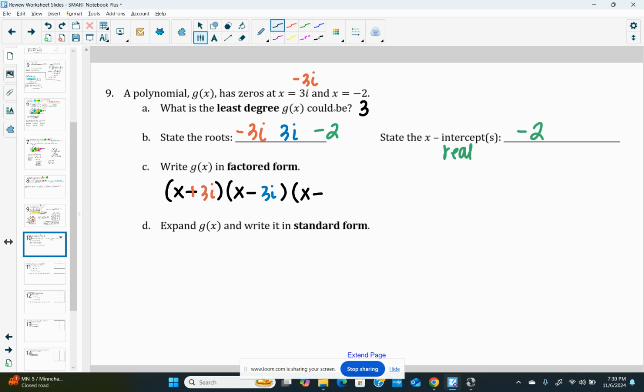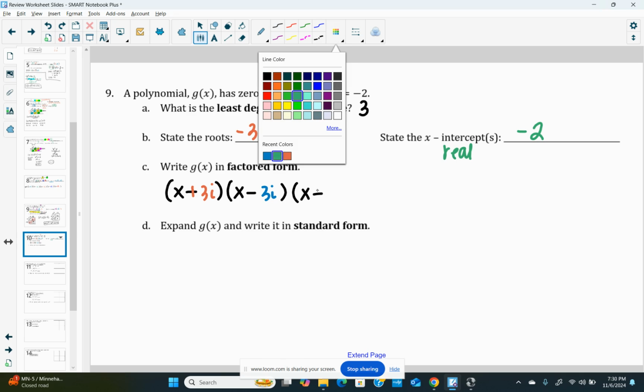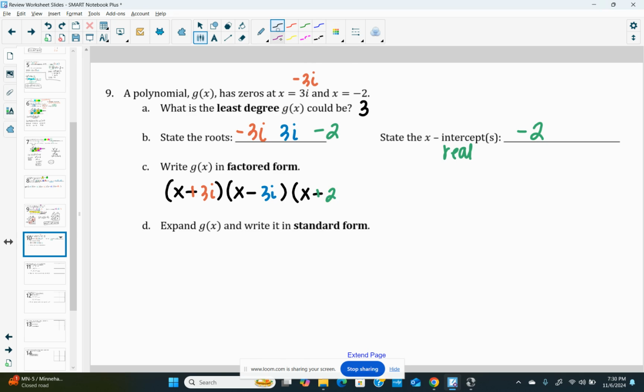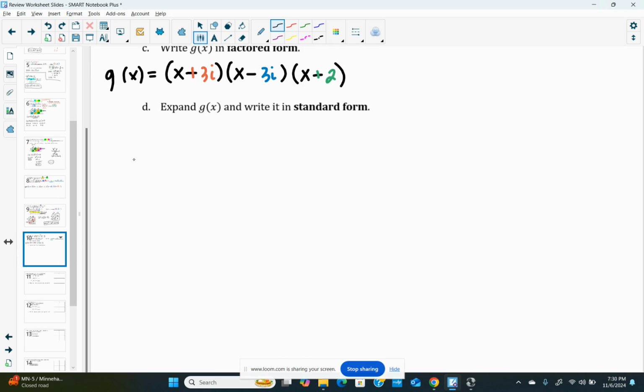And then x minus the negative 2, so it turns to x plus 2. And so that's the factored form of g of x. Then we want to write it in standard form. So again, this means multiplying it out.